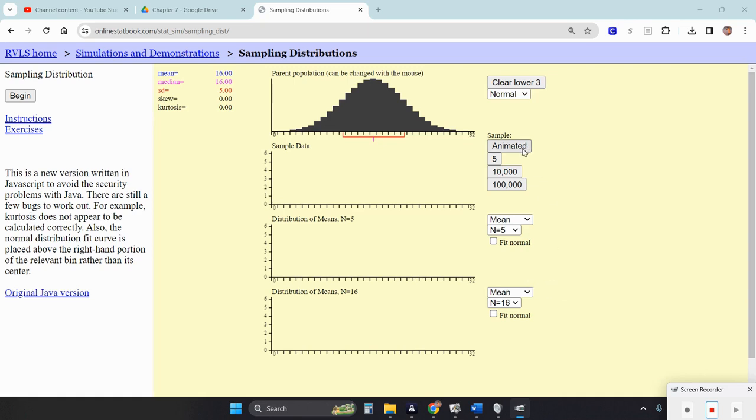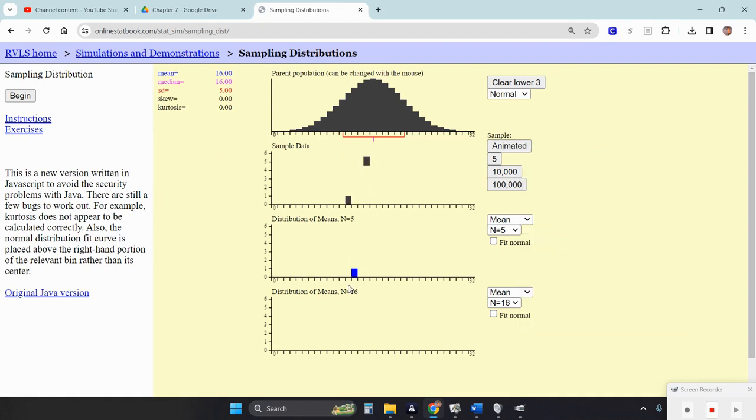So I'm going to click this animated button, and first it's going to work on the sampling distribution based on a sample size of 5, and it's going to randomly select 5 from this population. Then it's going to calculate the sample mean of those 5 values and give me one data point in the sampling distribution that'll be created right here. Then it will do the same thing with a sample size of 16 from this population distribution, calculate a sample mean, and give me one data point in this sampling distribution. So let's watch it happen.